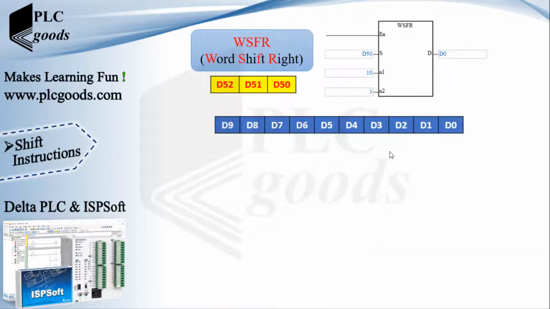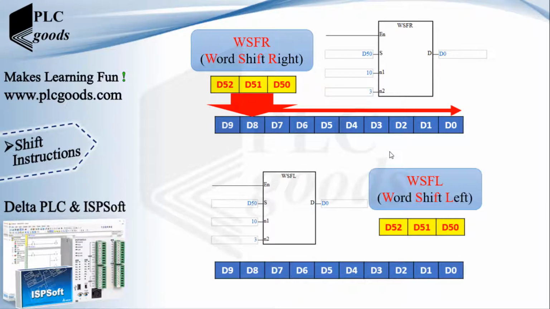The next instruction is WSFR, word shift right. It works like the SFTR instruction, but deals with addresses like D0, which have more than 1 bit. At this time, the stored numbers in D0, D1, and D2 will be lost. Stored numbers in D3 to D9 will be moved to the right side, and then the PLC will copy the stored numbers in D50, D51, and D52 to D7, D8, and D9. Well, the WSFL instruction works in the opposite direction. During the project, I will use that to save a water tank level on the PLC memory every 10 seconds.